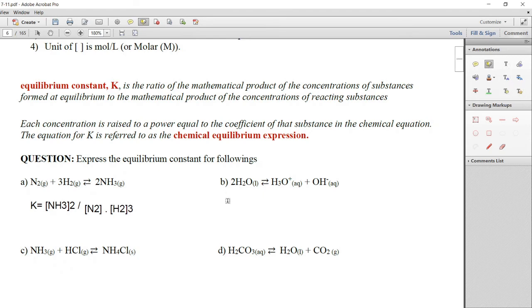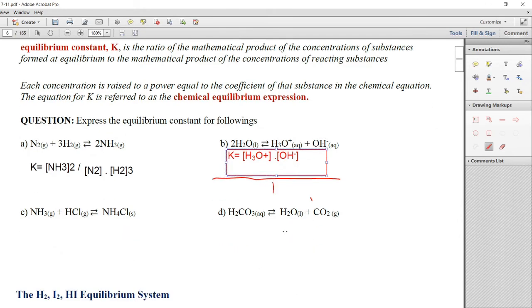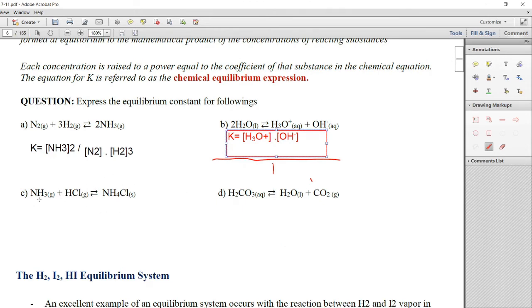All right, let's write it down here. So for example, K for this one equals the concentration of H3O times the concentration of OH, like this. All right. See, I have excluded the liquid here, so you can see it's over 1, but you don't have to write the 1, of course. So the same thing applies here. You can write 1 over the concentration of NH3 and HCl. Same thing here, CO2 over H2CO3.